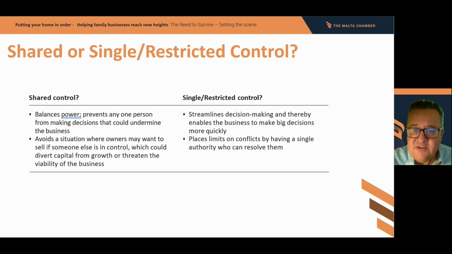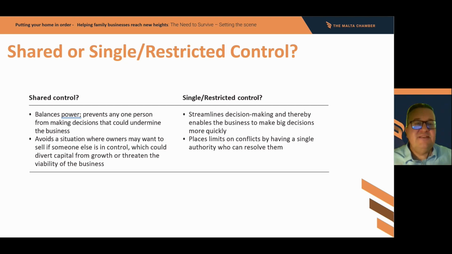Do you want to avoid a situation where owners may decide to sell, and may decide that since they want to sell, they better take capital from the business through dividend distribution rather than reinvest it for it to grow, and so they may be threatening its future viability? Or do you want a shared control to avoid these circumstances? Are these your major worries? Or you prefer having a single and restricted control because your worries are of a different nature?